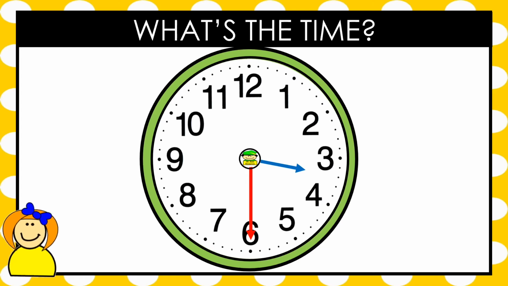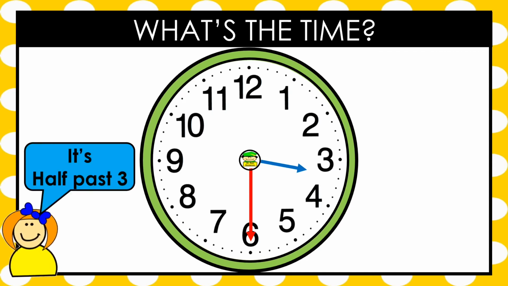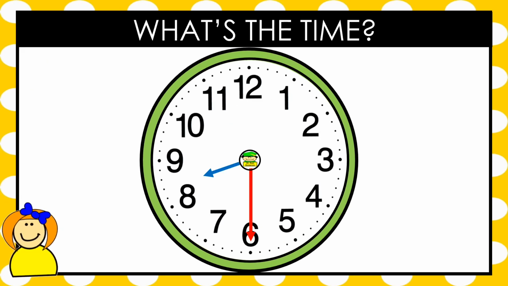Earlier, we looked at whenever the minute hand is on number 12, we say o'clock. On this clock, we can see the small hand is halfway past the 3, and the minute hand is pointing at number 6. Whenever the minute hand is on number 6, we say half past. So it's 3:30. In this example, we can see that the hour hand is halfway past 8, and the minute hand is on 6.